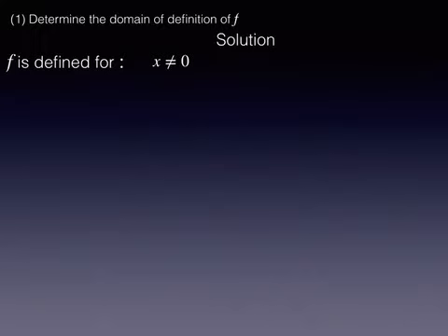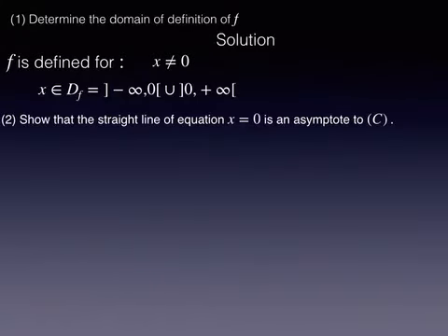So first of all we need to determine the domain of definition of the function f, which is (x squared minus 1) over x. So f is defined when x is different from 0, that is x between minus infinity and 0, or 0 plus infinity. Part 2 is to show that the straight line of equation x equals 0 is an asymptote.